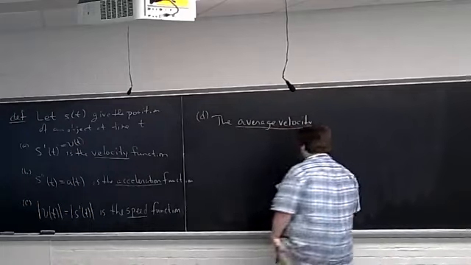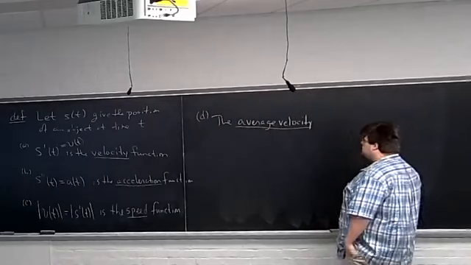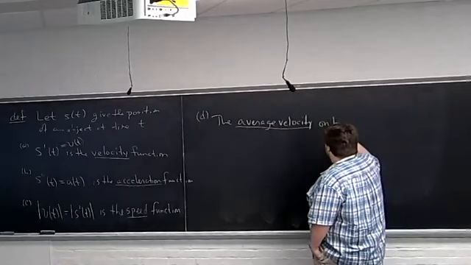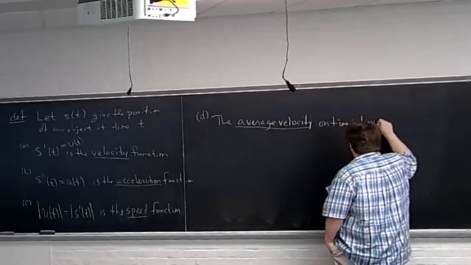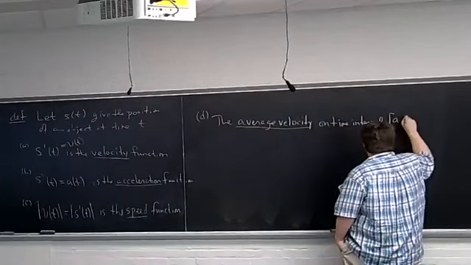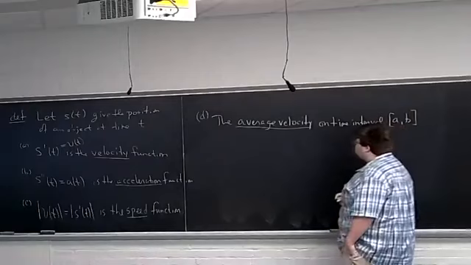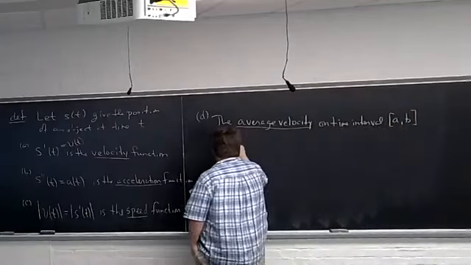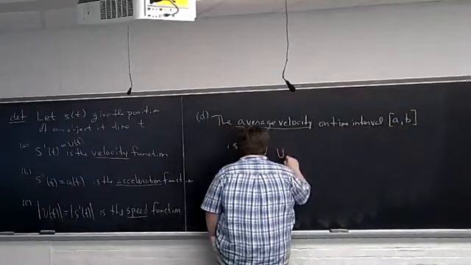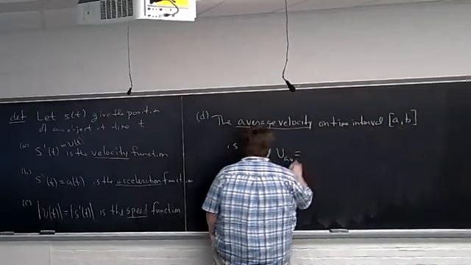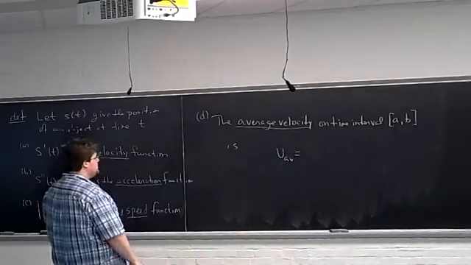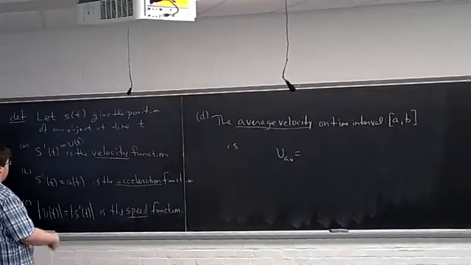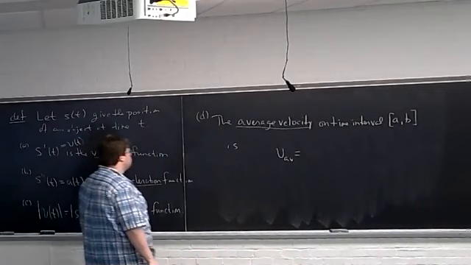The average velocity, well, average on what? On a time interval. Let's close the interval, let's call it A to B. V average is the average velocity on a time interval. Well, this is actually identical to the slope of a secant line for those 2 points.